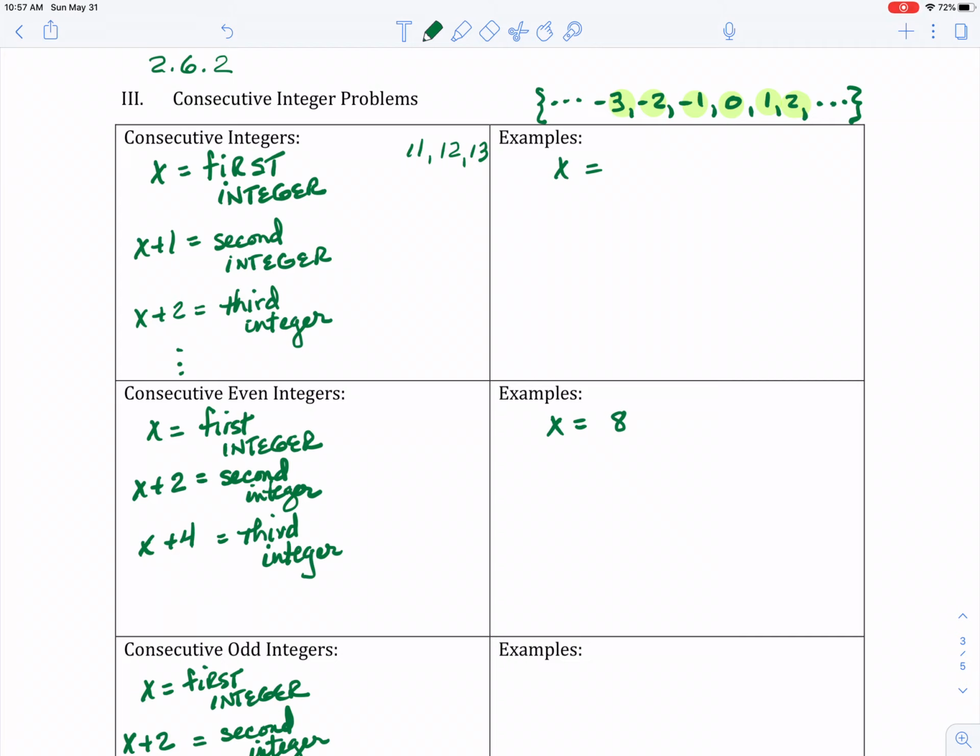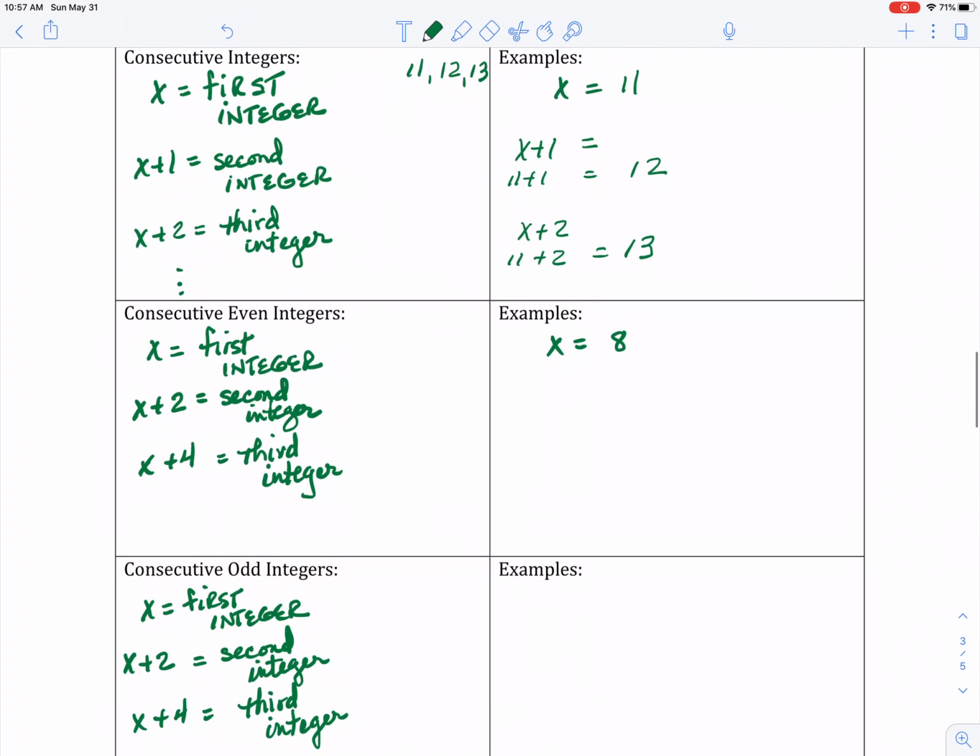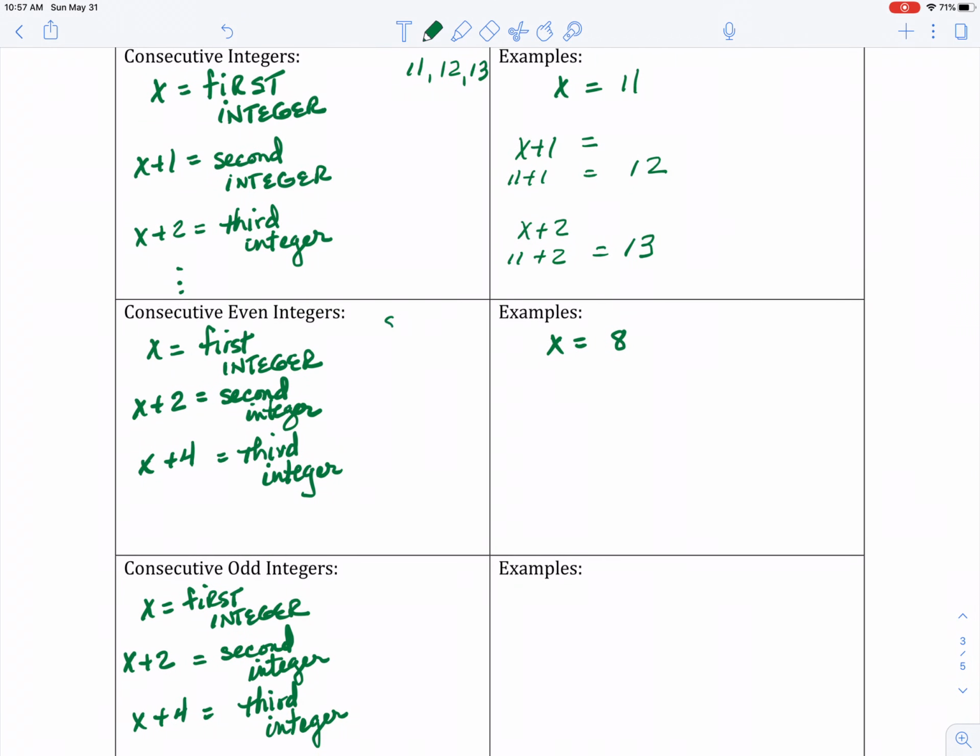So if the first integer is 11, then the second integer is 11 plus 1, which is 12, and 11 plus 2 would be the third consecutive integer, which is 13. Okay, so those increase in increments of 1. Consecutive even integers go up in increments of 2, 8, 10, 12, for example.